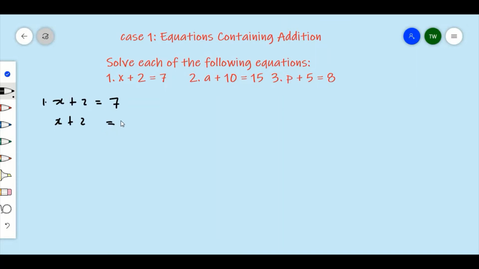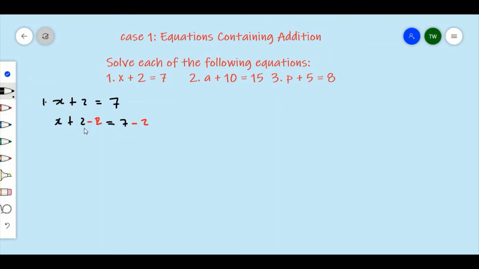equal 7. Right? I'm going to use a different color, a red color, to show. So here I want to get rid of this plus 2. I'm going to subtract 2 here. But remember, whatever I do to one side of the equation, I have to do it to both sides of the equation in order to keep it balanced, right? So I also have to subtract 2 from this side here.